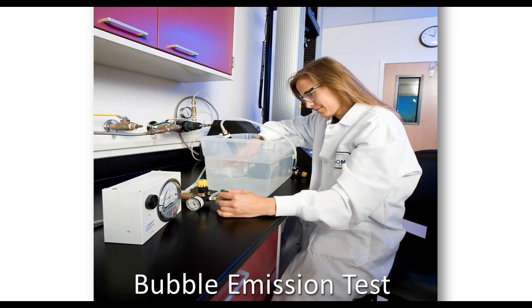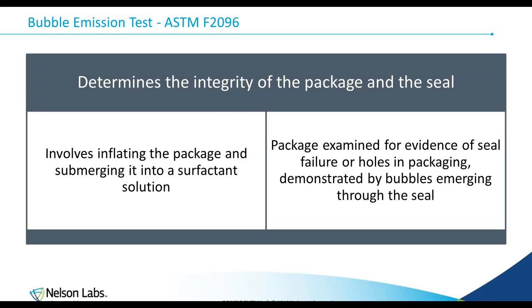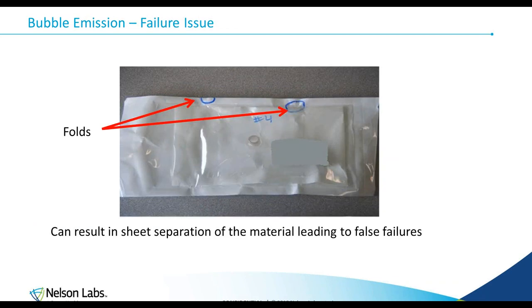The bubble emission test is one that's probably done most often. This involves inflating the package and submerging it underwater. Any bubbles that are noted through any seals or the body of the pouch can determine if there's any gross leaks. Here are some leaks that are found through the bubble emission test.